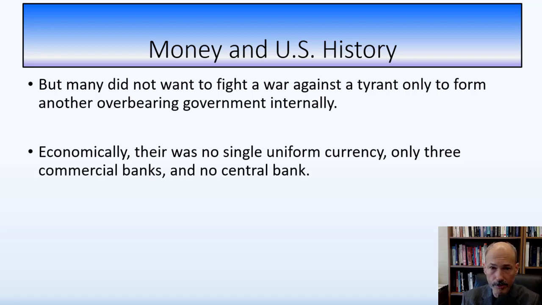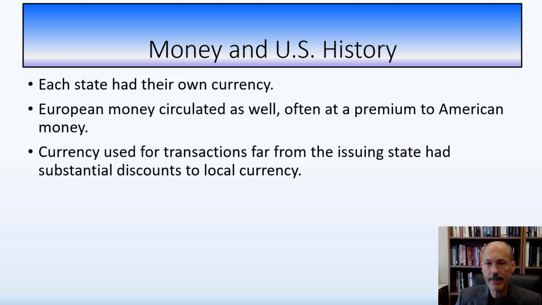So in colonial times, we had a hodgepodge of currencies. Each state had their own currency, and then each bank, if they existed, issued currency, paper money. And so we had no uniform currency. Europe, on the other hand, had uniform currencies like the pound. And their coins and their money often circulated in America at a premium to American money. So you had literally, at the time, 13 colonies, and most of them were issuing money, and the money looked different from each state, and the money changed its appearance over time.